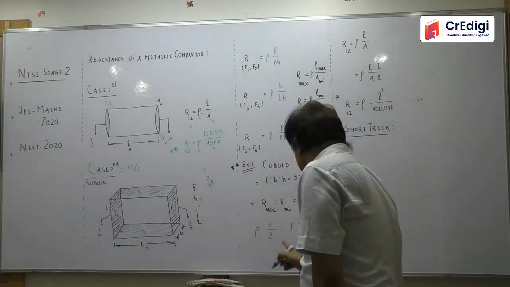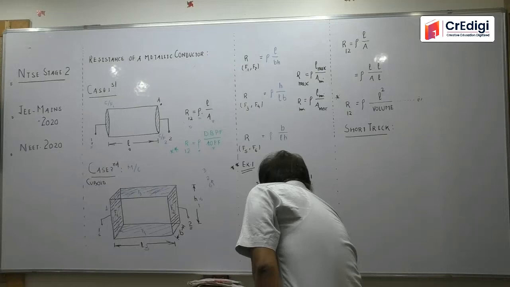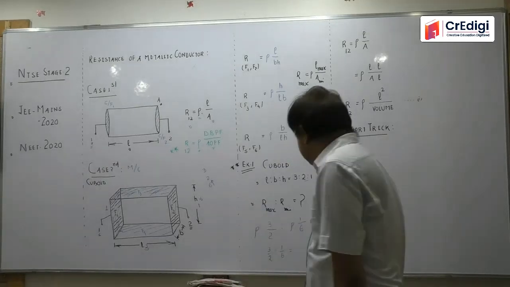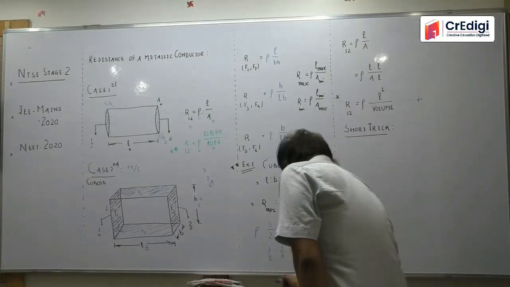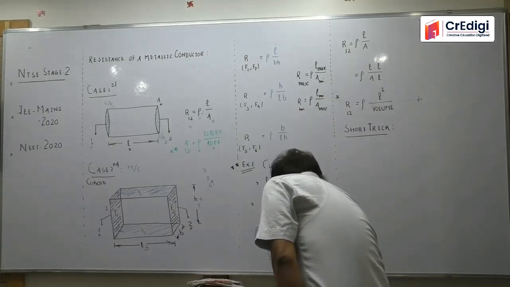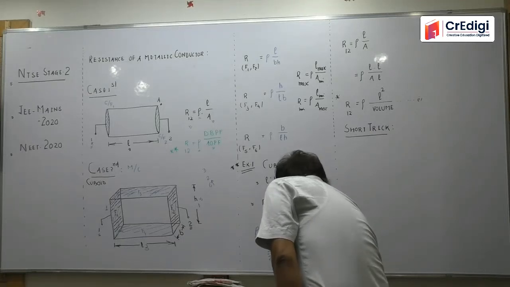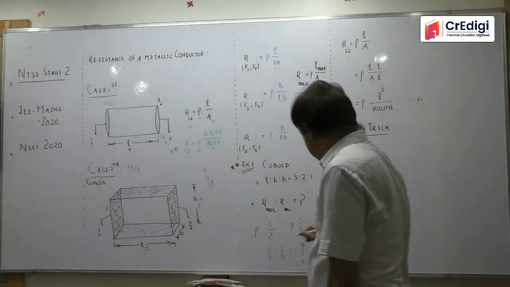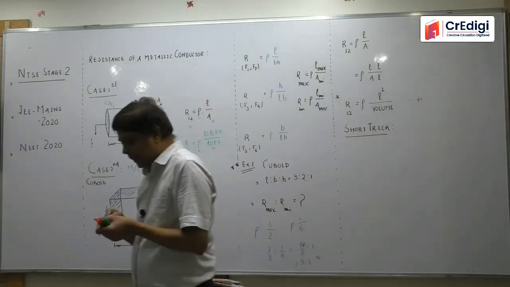If you find the ratio, rho cancels, and it is 3 by 2 is to 1 by 6. Quite easily, multiply by 6, and it goes to 18 divided by 2 is to 1, which comes to 9 is to 1. So your answer is 9 is to 1, and that is the procedure.